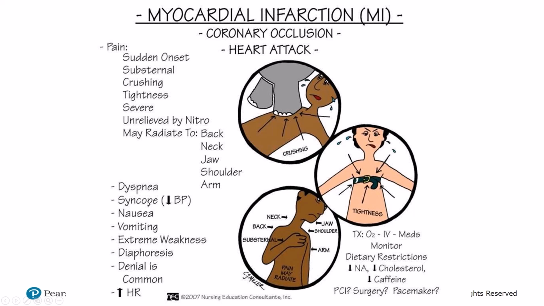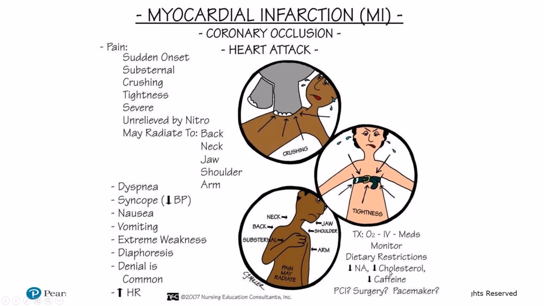We'll possibly see some type of syncopal episode secondary to hypotension, nausea, vomiting, extreme weakness, diaphoresis, denial. One of the big things: no, I'm not having a heart attack. I'm not having a heart attack. Increase in heart rate, definitely tachycardic, maybe not from the myocardial oxygen demand, but secondary to the anxiety that goes along with it. Okay, treatment is going to be O2, IV medications, and if we have arrhythmias, anything else like that.